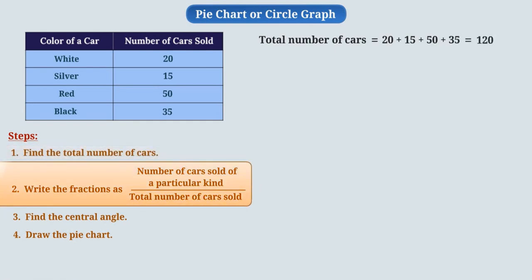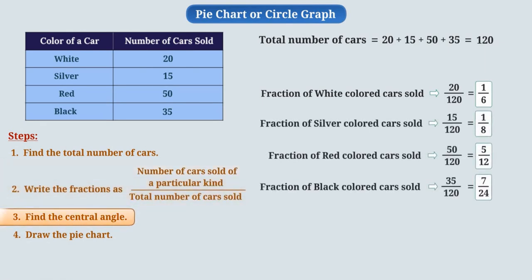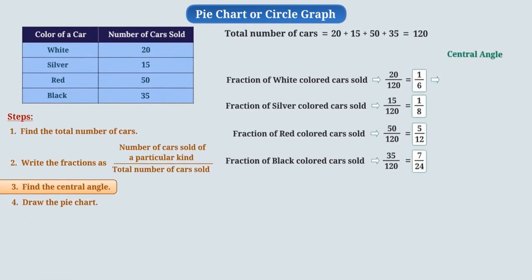Step 2. Write the fractions as number of cars sold of a particular kind divided by total numbers of cars sold. Here, the number of white colored cars sold are 20. So, the fraction of white colored cars sold is 20 divided by 120, that is equal to 1/6. Similarly, other fractions are as shown. Step 3. Find the central angle. The fraction 1/6 can be represented by central angle 1/6 multiplied by 360 degree is equal to 60 degree.